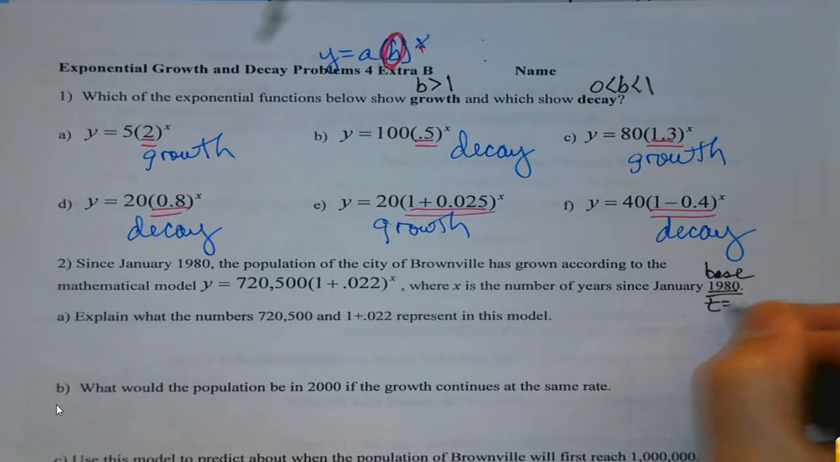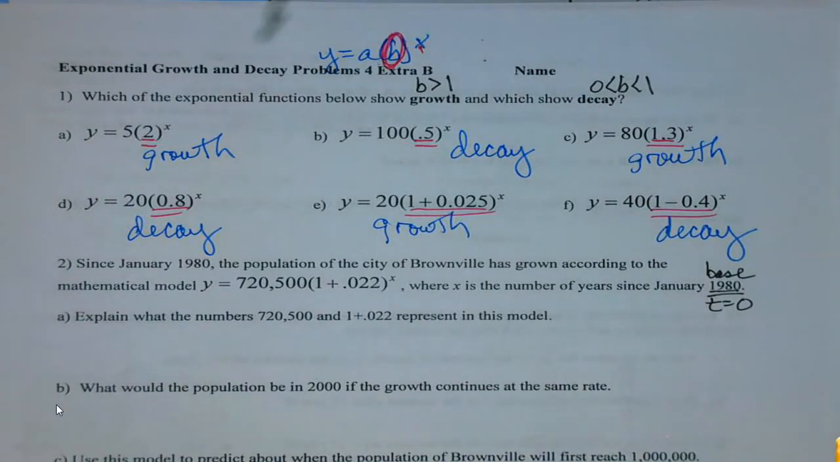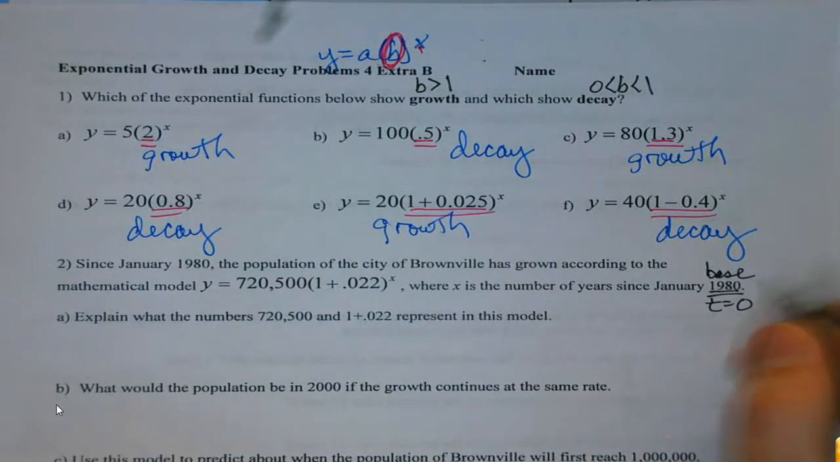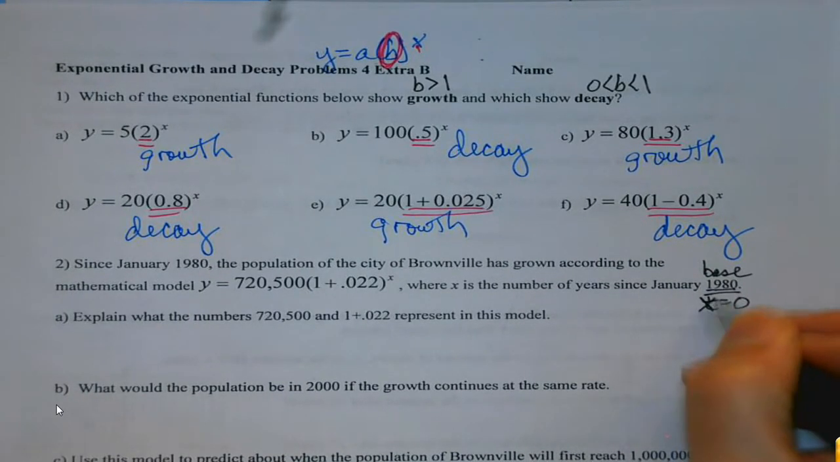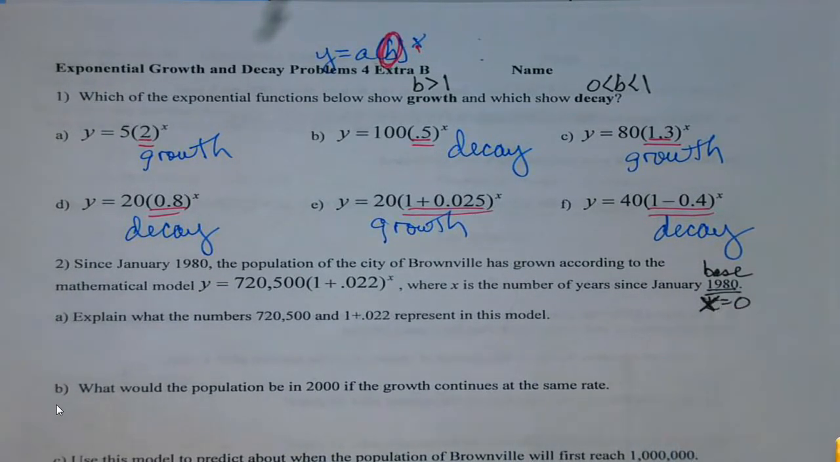What that means is that's the year where my t value would be, or in this case, I guess we'll call it my x value, is 0. So every year after that, we would just add another 1. So if it was like 1981, it'd be 1. If it's 1990, it would be 10. And kind of going that way.